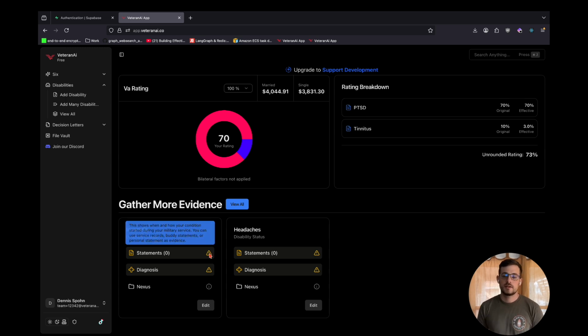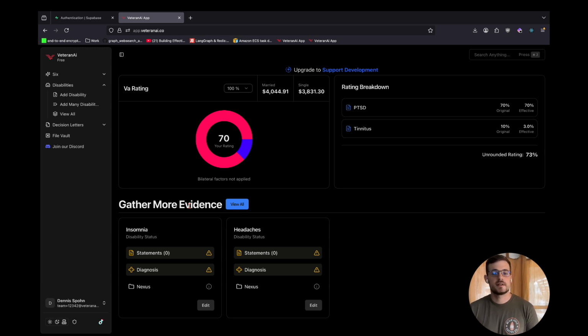Down here, what we're trying to do on the Gather More Evidence tab is break the disabilities down into their three elements. Roughly speaking, every disability requires some sort of event, which changes depending on the theory, a diagnosis, and some sort of nexus.